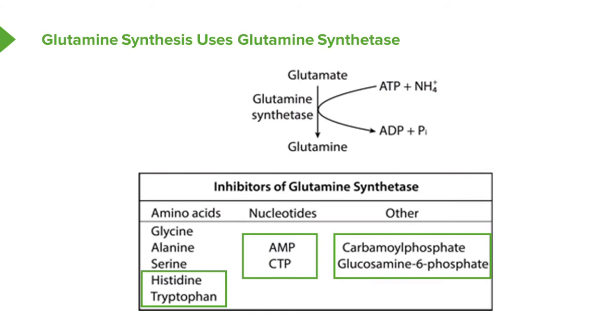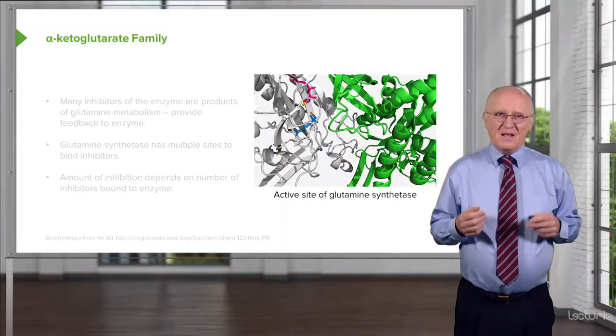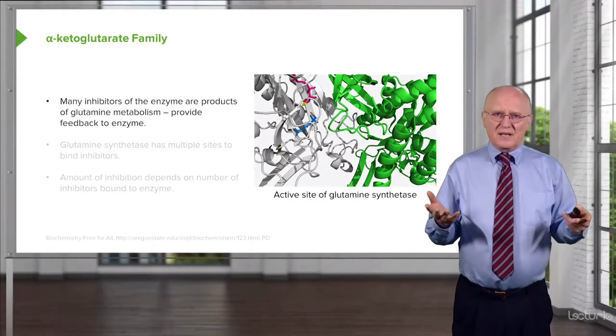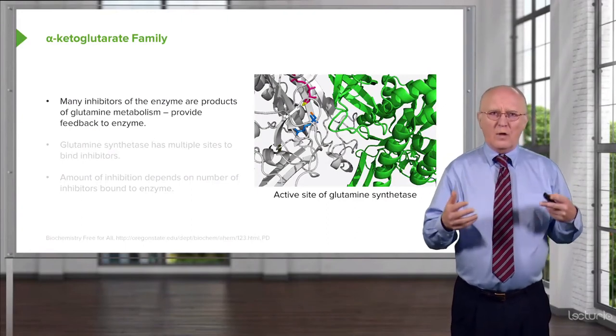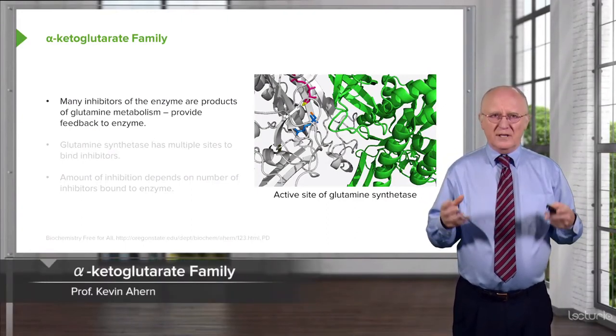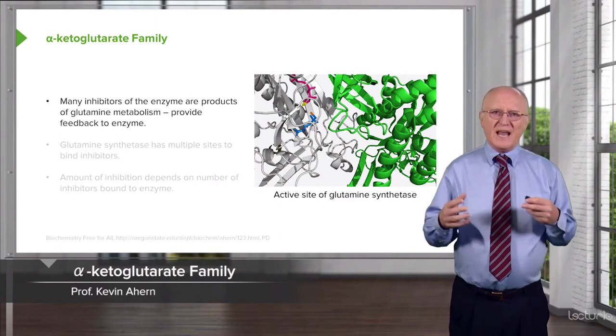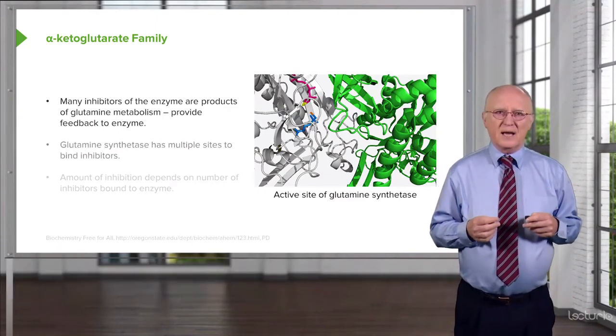All of these are made from glutamine. So why is it important that these things inhibit the glutamine synthetase? The reason it's important is because as they start to accumulate, it means that the cell has abundant glutamine. If they get too high, they turn off this enzyme. So there's a balance that is actually happening in controlling the synthesis of glutamine. But the alpha ketoglutarate family is important because, as I said, we have to control how many different things are made, particularly of glutamine. So glutamine is very central to the metabolism of all the amino acids that's happening.